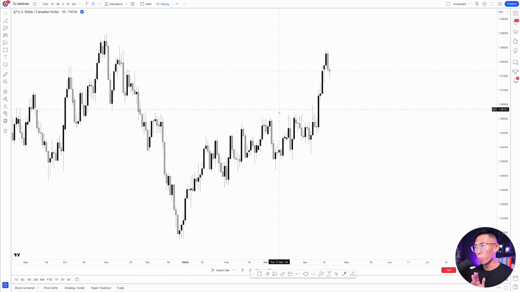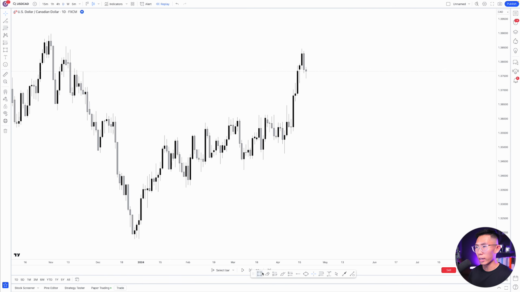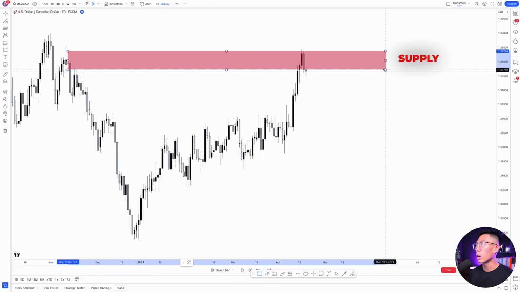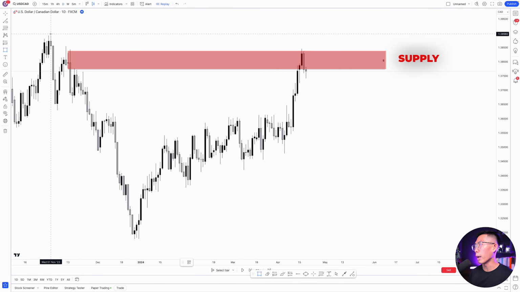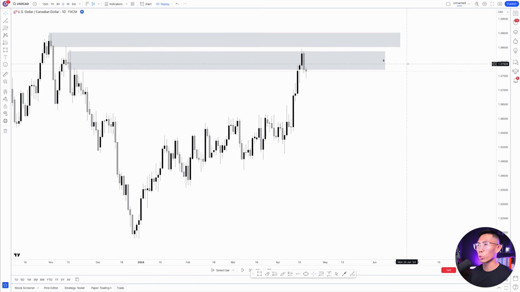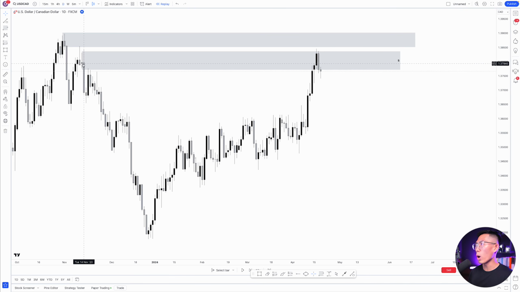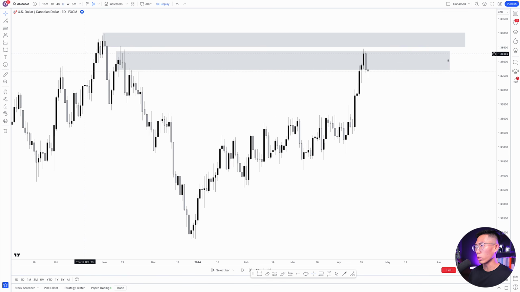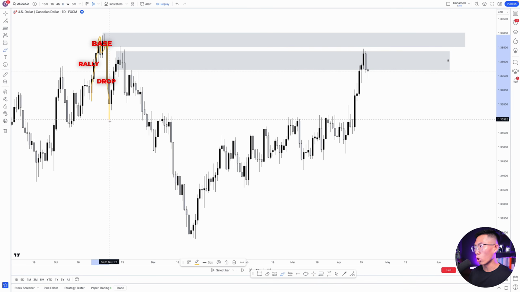So we zoom out a little bit and we can see that clear as day, there is actually a supply zone somewhere right around here. This will be your supply zone, and then there is also another supply zone all the way up here at this extreme high. So there are basically two supply zones right here. The reason why I marked up these supply zones is because this is what you call your rally base drop.